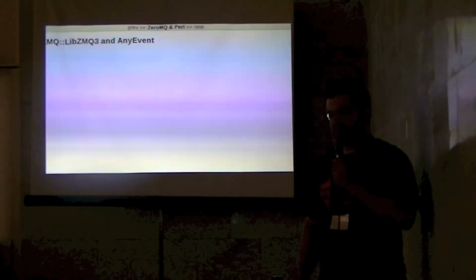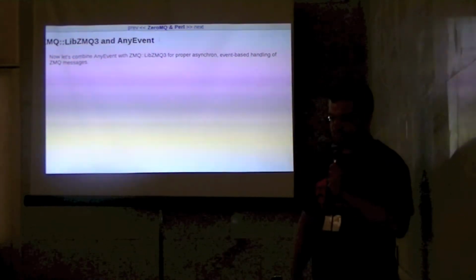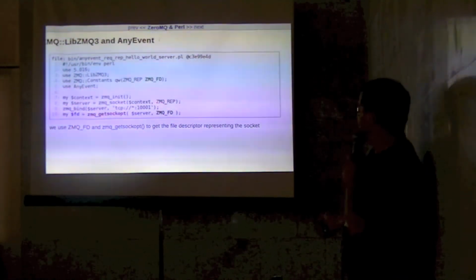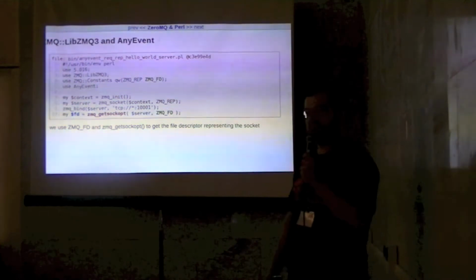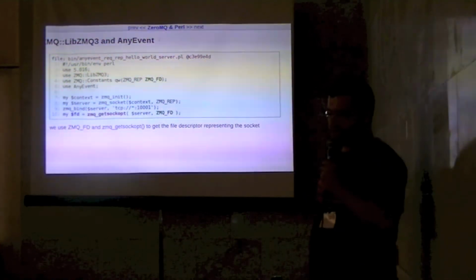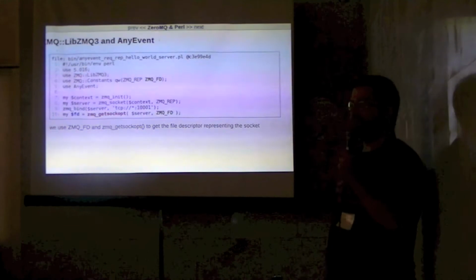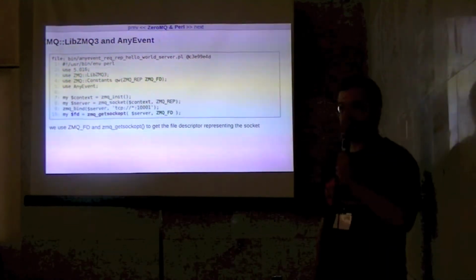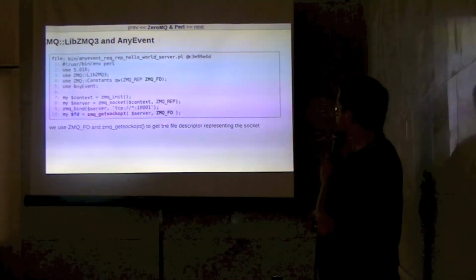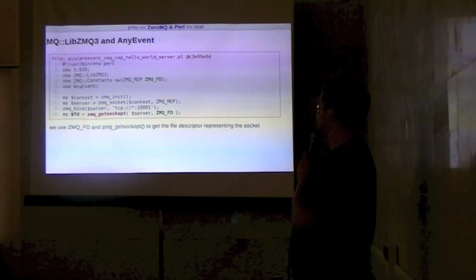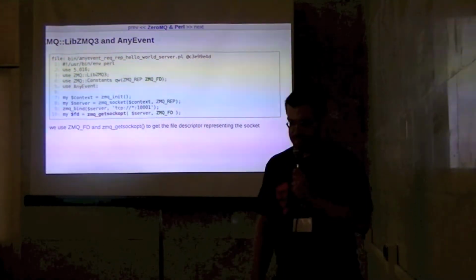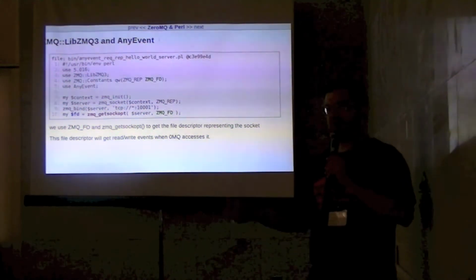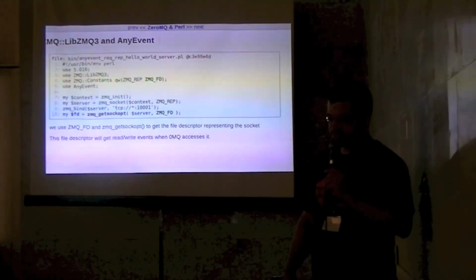To use any event with ZeroMQ, you have to do it like that. You need to import another constant, ZMQ_FD, the file descriptor. Then you can use get_sockopt, which is also a setter of course, to get some options from the socket. In that case, you want the file descriptor option, which we store somewhere. Now this file descriptor will get read-write events like a regular file handle when something happens on the socket.